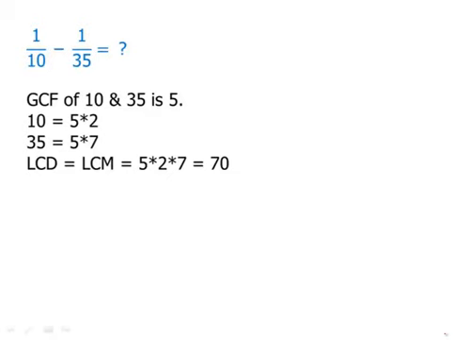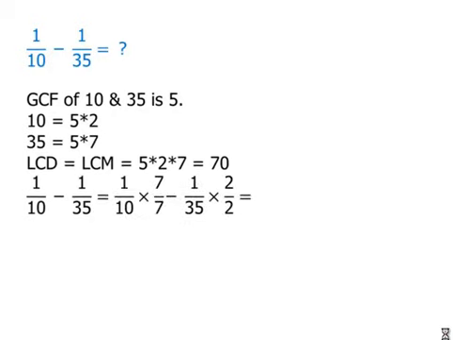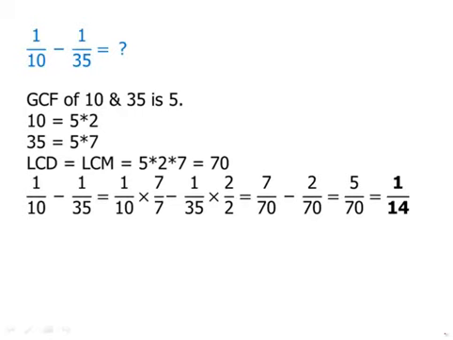So we want to give each one of those fractions a denominator of 70. That means the first one we multiply by 7 over 7. The second one we multiply by 2 over 2. We get 7 over 70 minus 2 over 70. That gives us 5 over 70, which we can simplify to 1/14. And that is the actual answer that would appear on the test.